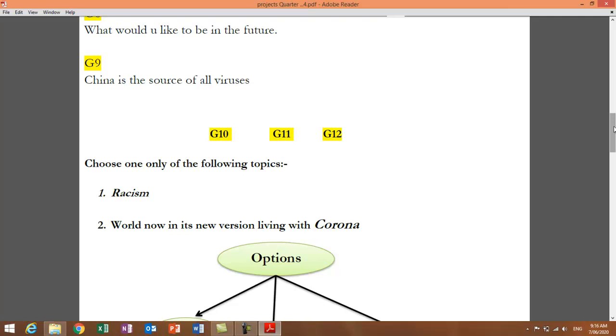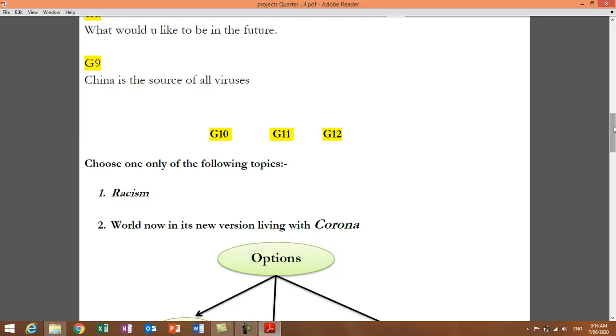The second one will be the world now in its new version, living with Corona. You are watching what is happening in the whole world. People are not locked in their homes anymore. People are in the streets, but they have some precautions they are following, like social distancing. I need your opinions about whether they are following them. Speak about the world right now. Are people still living in fear of what might happen, or have they given up this feeling? So you have two options. Choose one and speak about it.